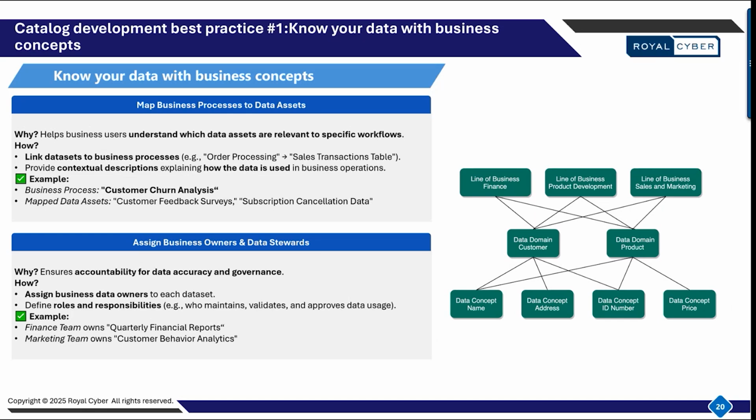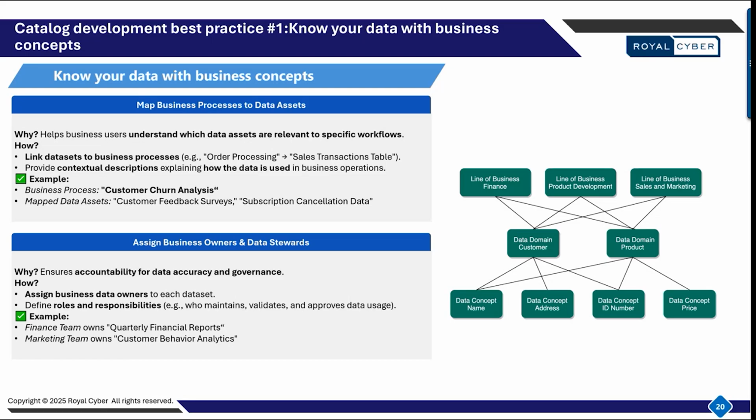To truly harness the power of data, organizations will also connect business processes to data assets in a very meaningful way, right? So simply having data isn't enough. Teams need to understand which data sets are relevant to specific workflows. For example, in retail business, customer churn analysis is very critical, but without linking the right data sources such as customer feedback surveys and subscription cancellation data, the analysis lacks accuracy, right? So by mapping data sets to real world business processes like order processing or revenue forecasting, teams can gain better insights, reduce redundancy, and improve overall efficiency.